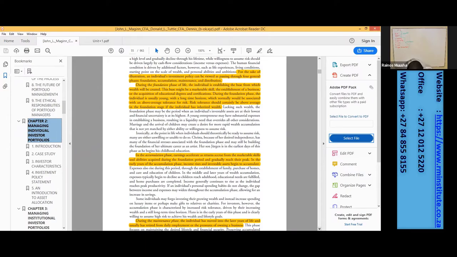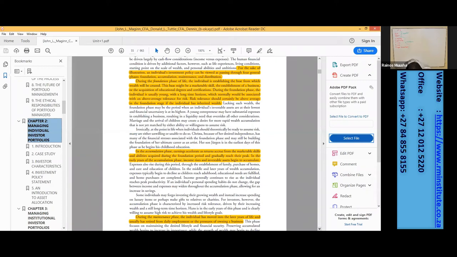So which means in this case, they're saying some individuals may forego investing their growing wealth and instead increase spending on luxury items or perhaps make gifts to relatives and charities. For investors, however, the accumulation phase is characterized by increased risk tolerance, driven by their increasing wealth and still long-term horizon. So Hans is in the accumulation phase and is clearly willing to assume high risk to achieve his wealth and lifestyle goals as well.